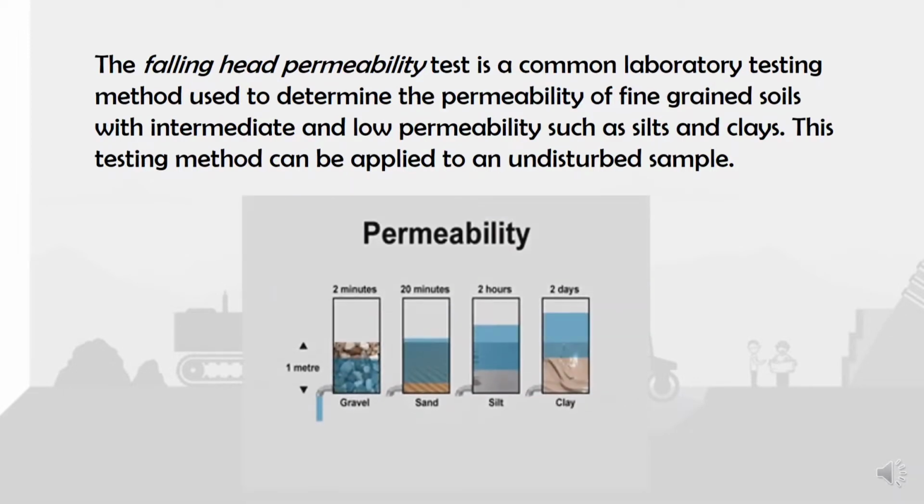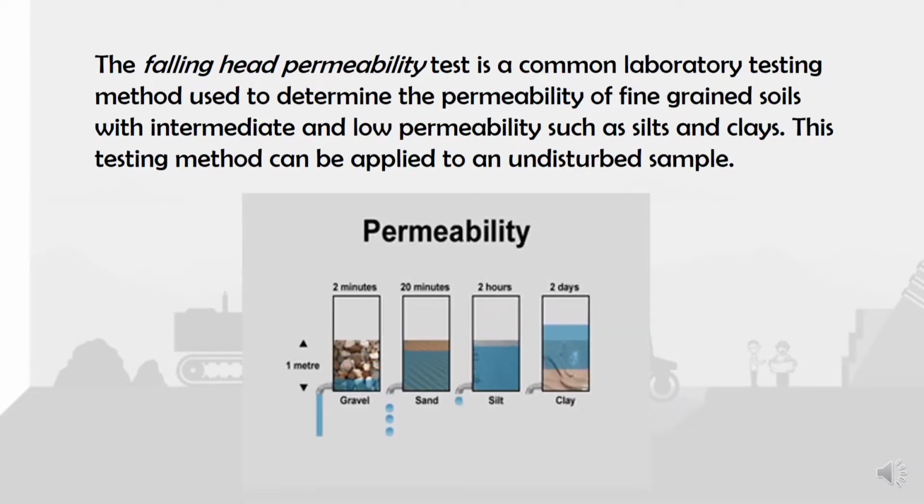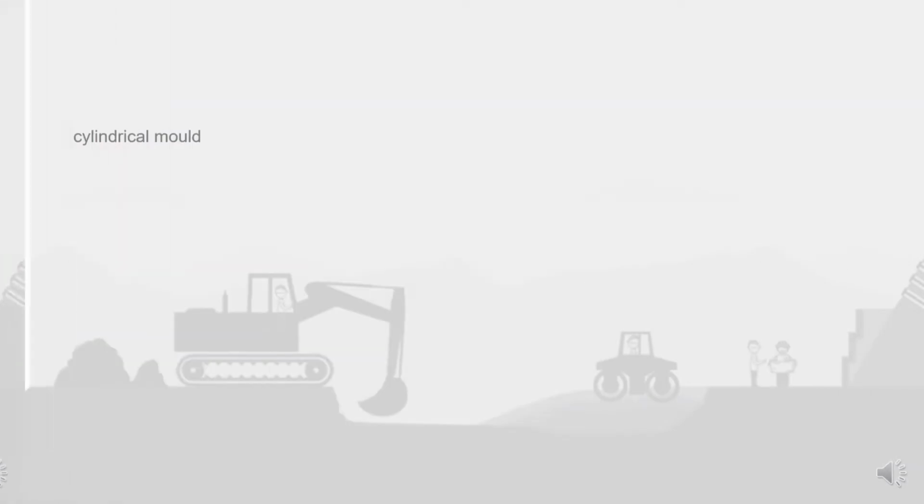The falling head permeability test is a common laboratory testing method used to determine the permeability of fine-grained soils with intermediate and low permeability such as silts and clays. This testing method can be applied to an undisturbed sample. The falling head permeability test involves flow of water through a relatively short soil sample connected to a standpipe, which involves the water head and also allows measuring the volume of water passing through the sample. The diameter of the standpipe depends on the permeability of the tested soil. The test can be carried out in a falling head permeability cell or in an odometer cell.